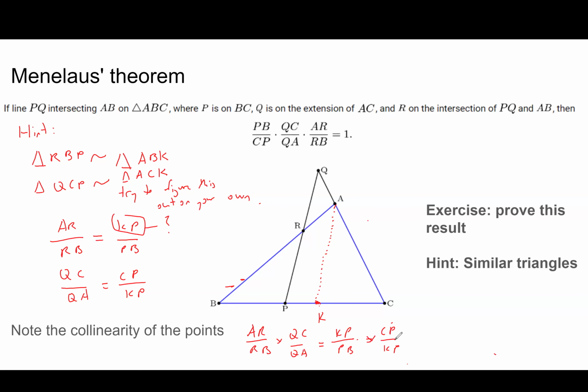And what happens is that the length KP cancels. Now what we're left with is what we wanted, which is PB over CP multiplied by QC over QA multiplied by AR over RB. So if we rearrange this, we should get the theorem. So I'll give you guys a question. So just have a go.